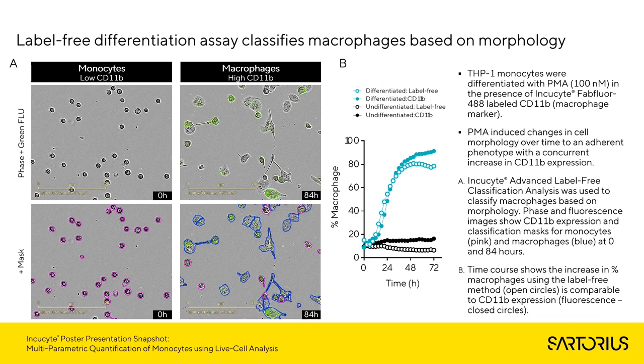The phase and fluorescence blended images are shown here, and these show the change in morphology and increase in CD11B expression as the cells differentiate from a monocyte to macrophage phenotype. Also shown are the label-free classification masks, with the monocytes segmented in pink and the macrophages with the altered morphology shown in blue. The time course of the percentage of macrophages shown here shows that accompanying differentiation, we have an increase using the label-free classification that is comparable to what we see for the increase in CD11B expression.